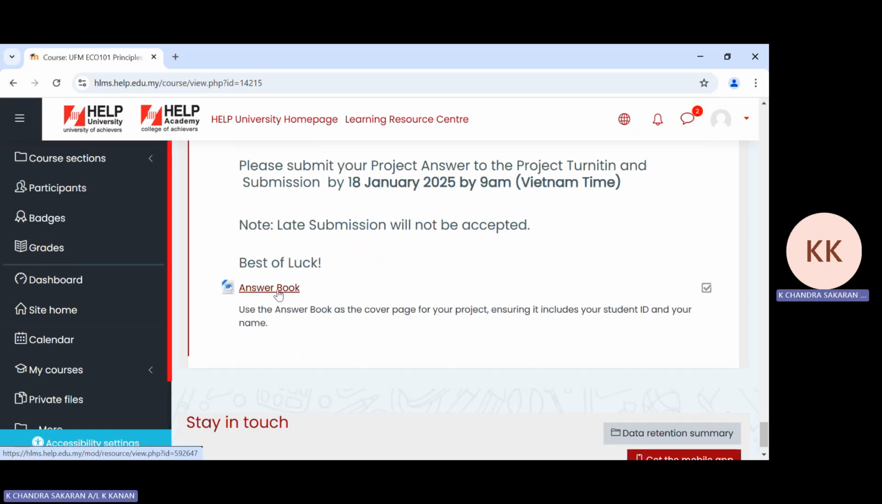Answer book. This is the cover page for your project. The cover page, you write down your name and your student ID. I'll show you one example later on. Okay, that is what you should be doing.